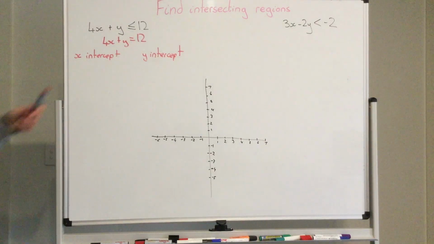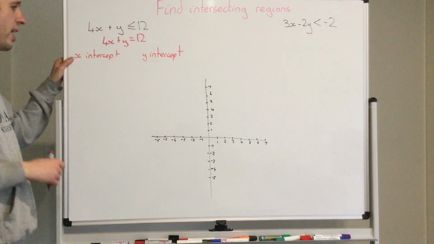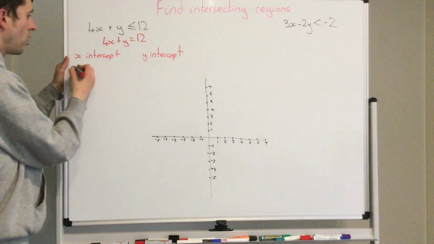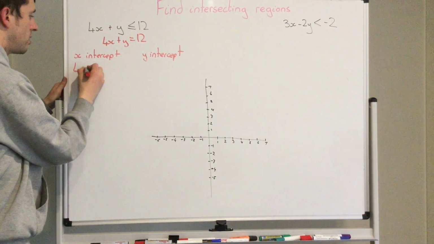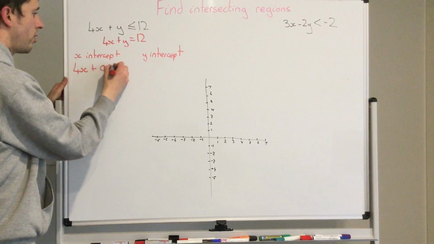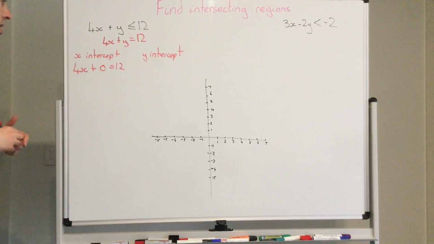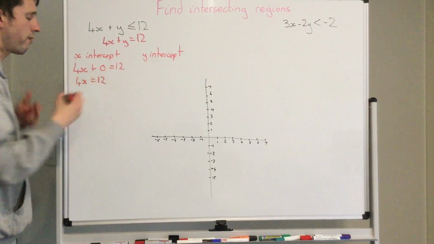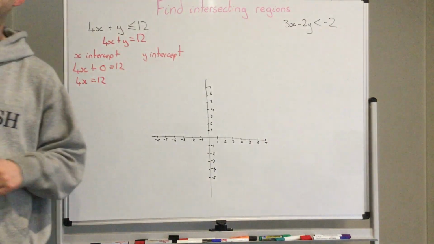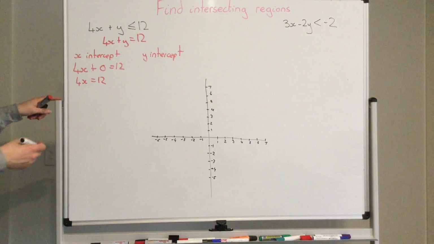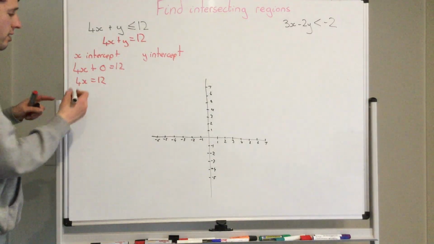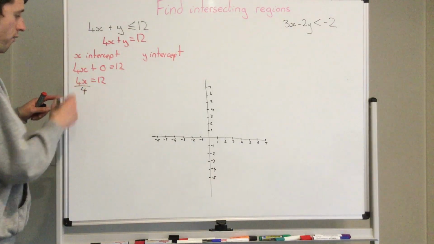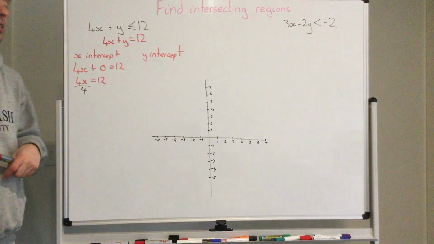To find the x-intercept, I need y to be 0. So I'm going to rewrite this, saying y is 0. So 4x plus 0 equals 12. That is the same as saying 4x equals 12. I need x by itself, and the opposite of times is divide. So I'm going to divide this side by 4. 4x divided by 4 is just x.